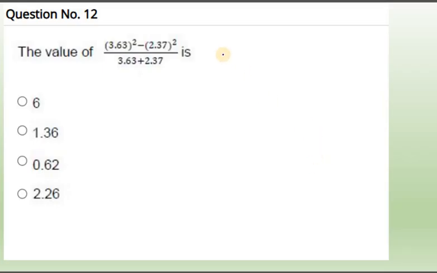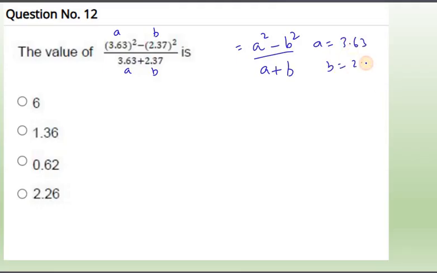You can check that. Here we have to find the value of 3.63 whole square minus 2.37 whole square divided by 3.63 plus 2.37. Now to do this, the calculation is easy. Consider 3.63 as A, 2.37 as B. So what is given in the question is A square minus B square by A plus B.